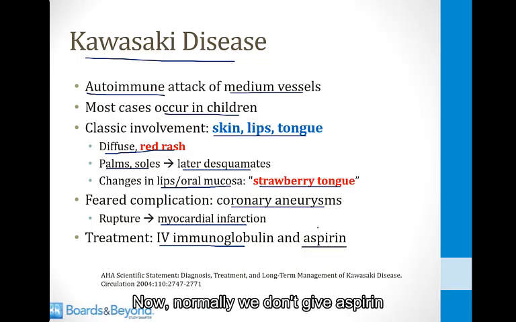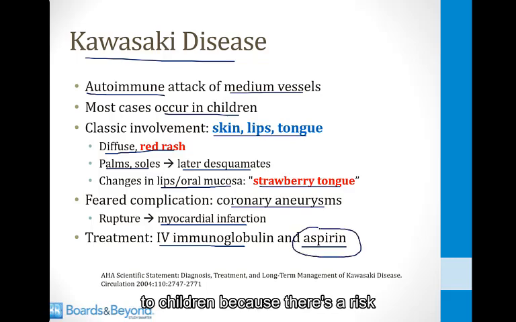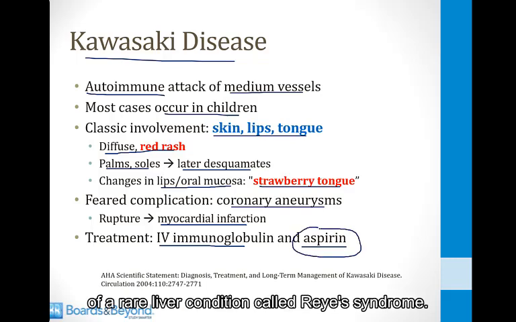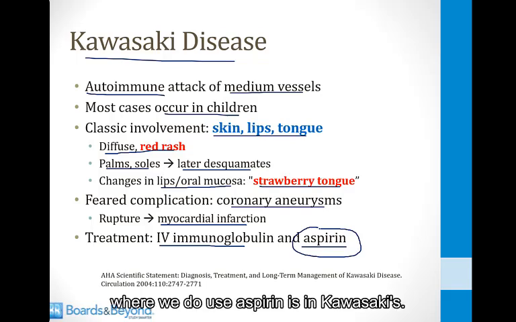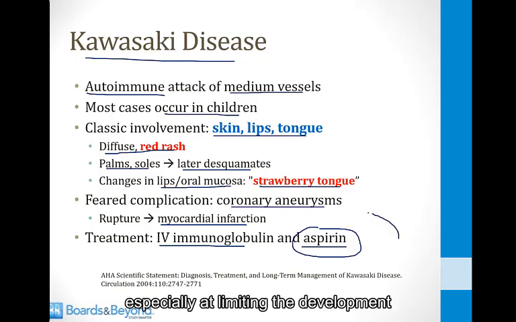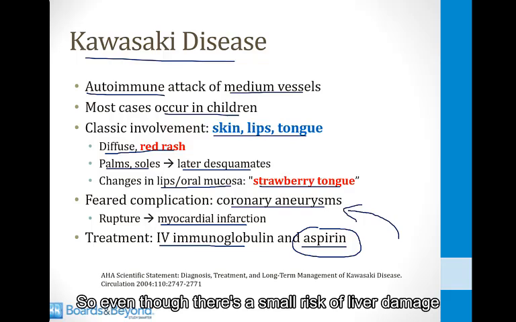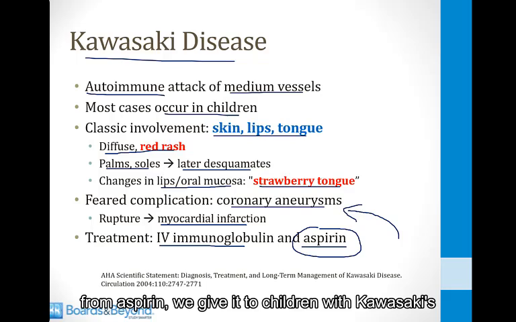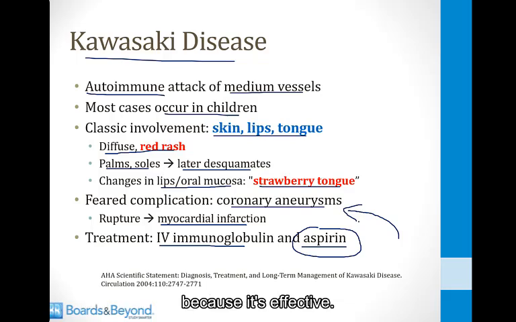Now normally we don't give aspirin to children because there's a risk of a rare liver condition called Reye syndrome. But the one situation where we do use aspirin is in Kawasaki's, and that's because it's very effective, especially at limiting the development of coronary aneurysms. So even though there's a small risk of liver damage from aspirin, we give it to children with Kawasaki's because it's effective.